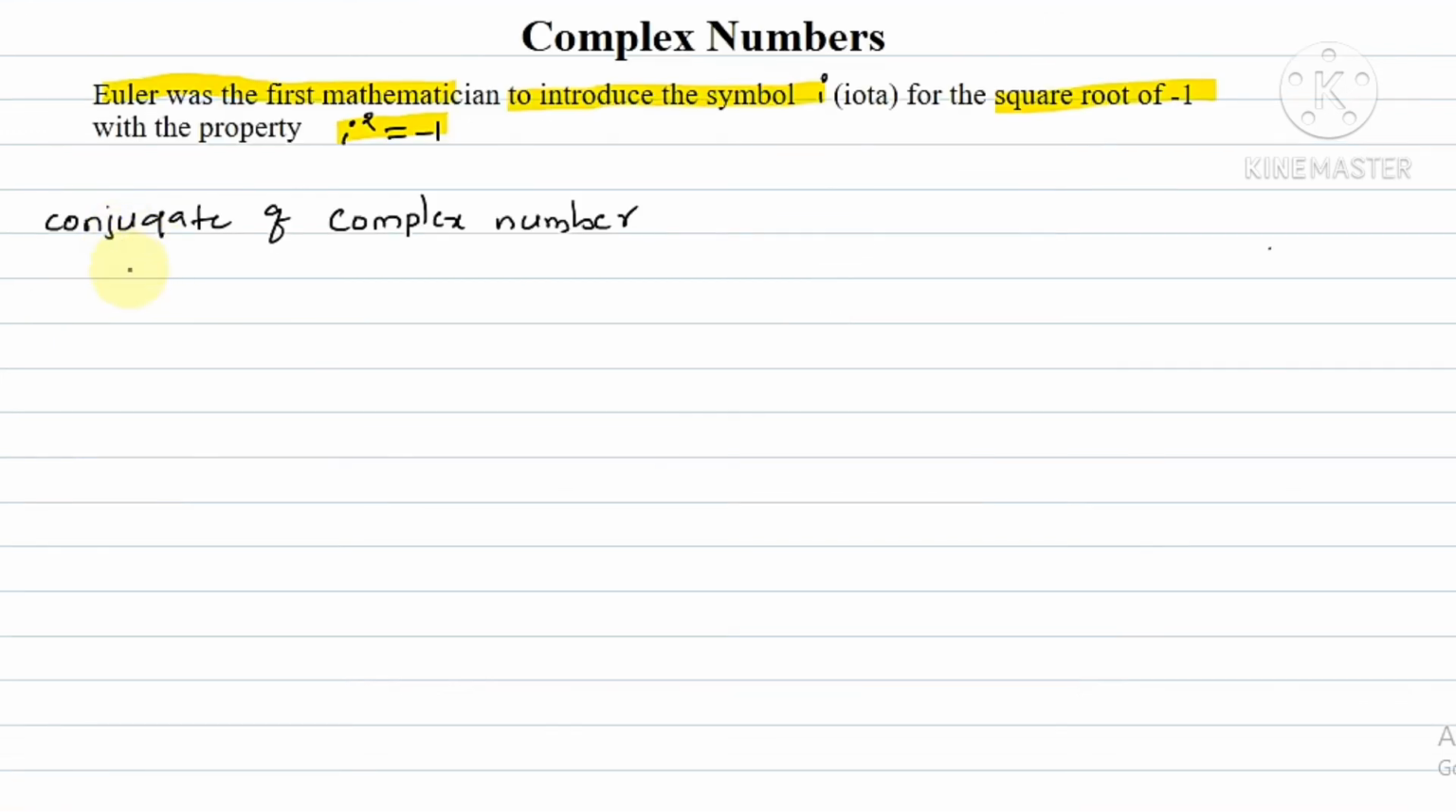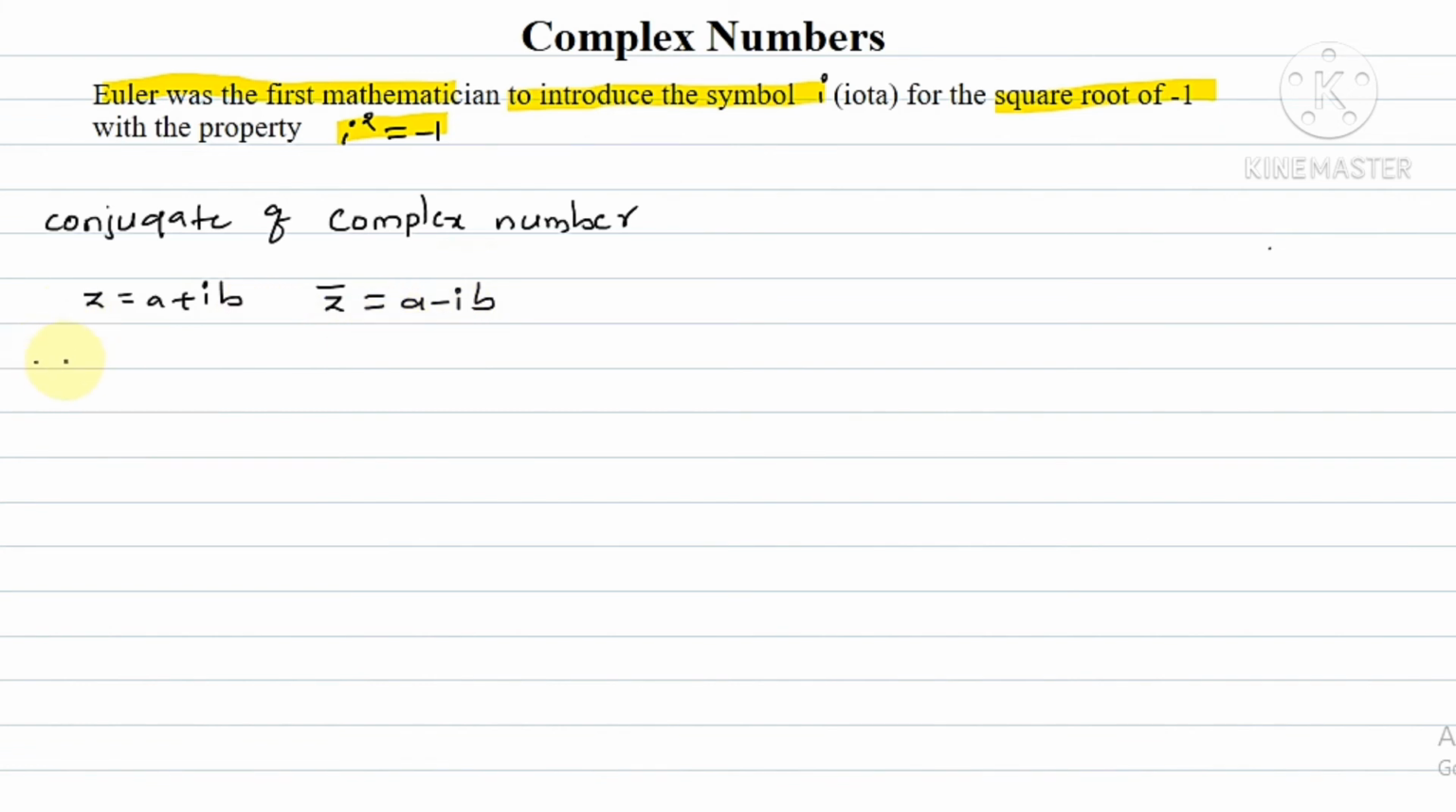The next one is the conjugate of a complex number. The conjugate of a complex number is nothing but, see, z is equal to a plus iota b. This is a complex number. Then the conjugate of the complex number is denoted by z bar and defined by a minus iota b. This is called the conjugate of this complex number. Conjugate is nothing but the iota term is opposite.